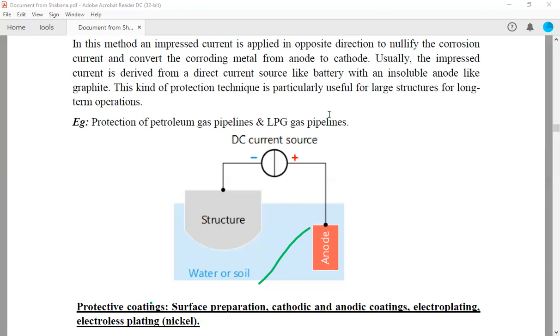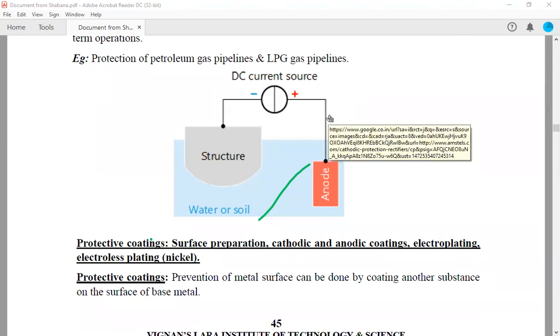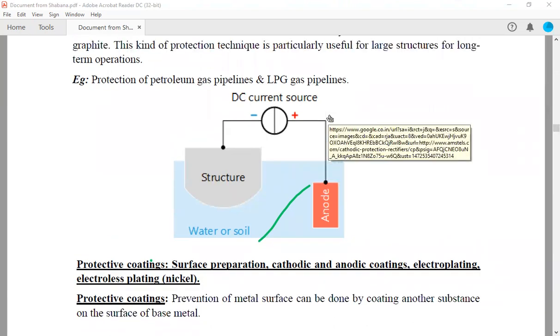Next, coming to the protective coating, surface preparation, cathodic and anodic coating, electroplating and electroless plating. What is a protective coating?